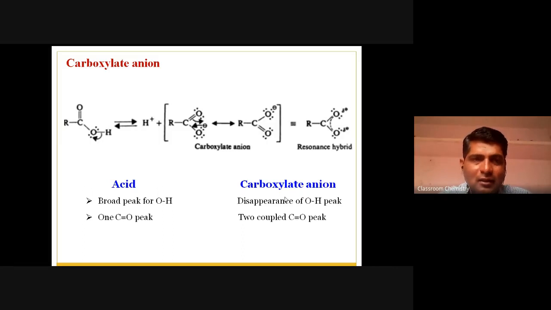Second point: if you look at the acid, there is only one carbonyl group. But in the resonance hybrid or ion there are two carbonyl groups. Here you can see this is the first one, here is the second one. And it is because of the resonance. So in the ion there are two coupled carbonyl groups. In the acid you will get only one CO peak for the carbonyl stretching, and in the ion you will get two carbonyl stretching frequencies. So just compare this data and get your conclusion. Your conclusion will be that the starting compound is the acid. This way you can confirm whether it is an acid or not.